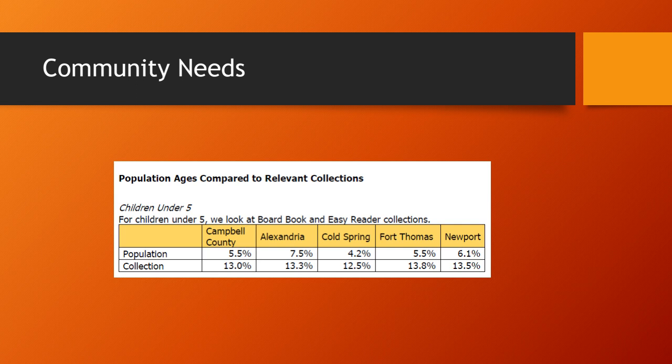We had an observation on this slide that your Alexandria location has the highest percentage population of children under five, but one of the lowest uses of easy readers. Was there a reason for that, or did you have any more insights on that? Let me look at the next slide.